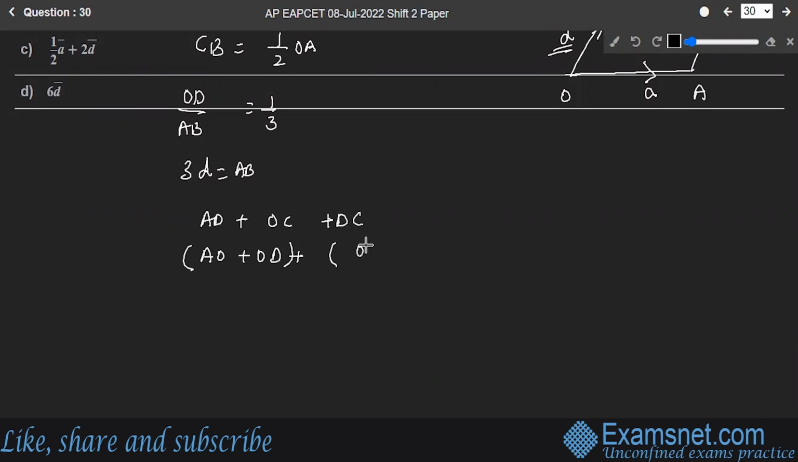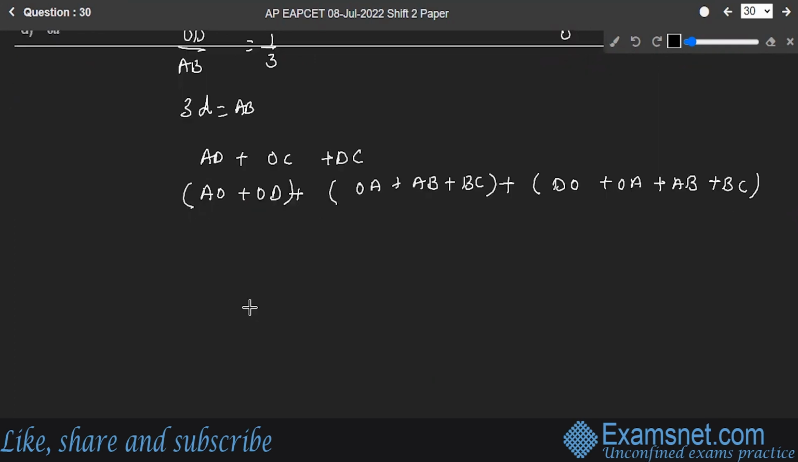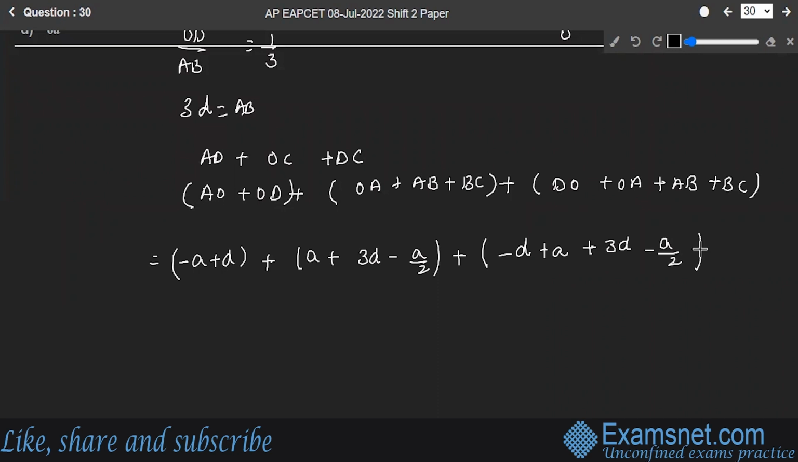OC can be written as OA plus AB plus BC. DC can be written as DO plus OA plus AB plus BC. Now let's fill in the values. AO is minus A. This is D plus A plus 3D minus A by 2 plus minus D plus A plus 3D minus A by 2.